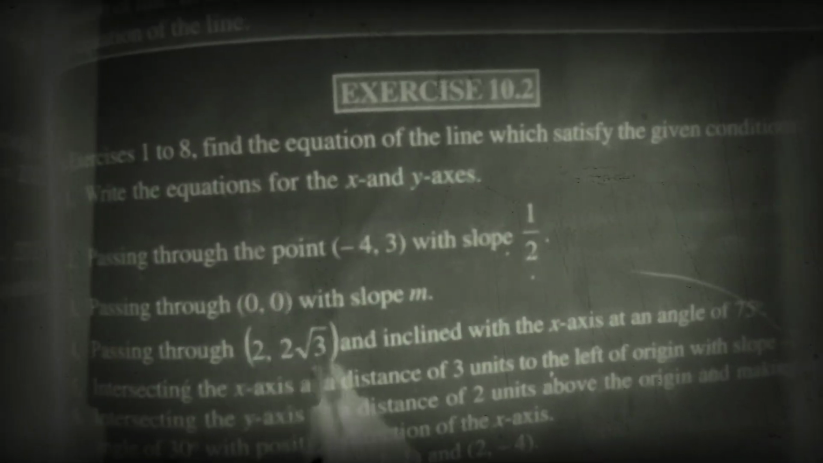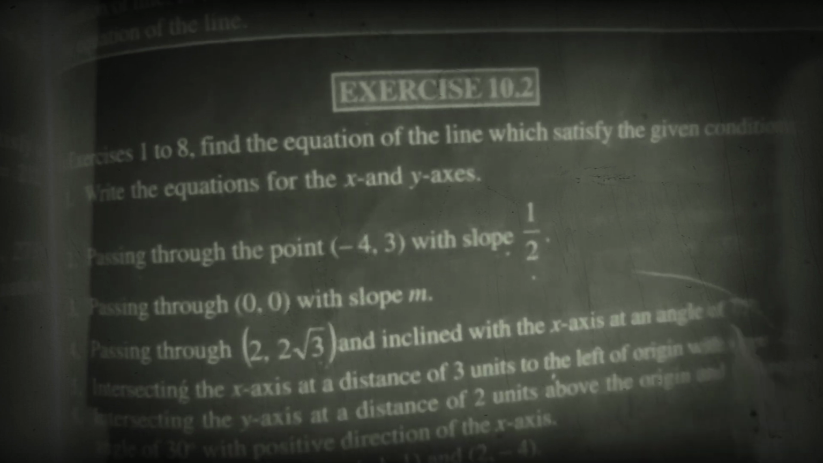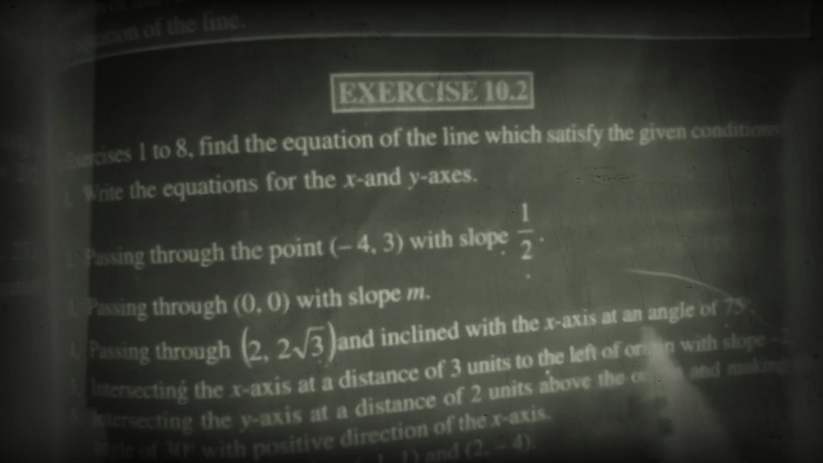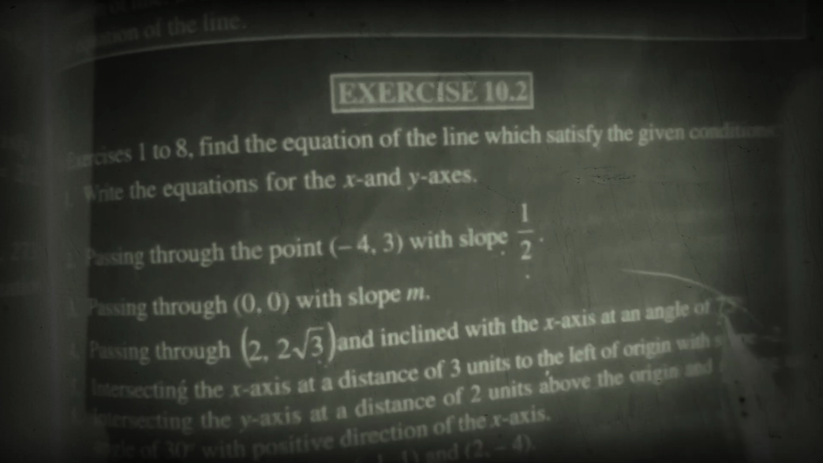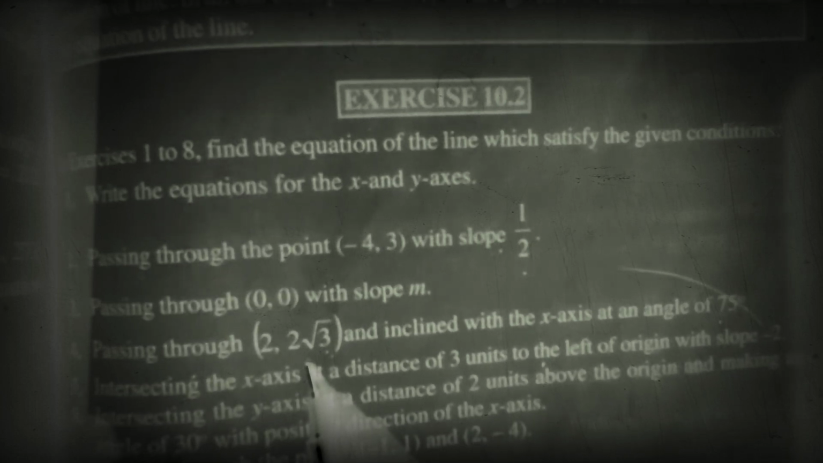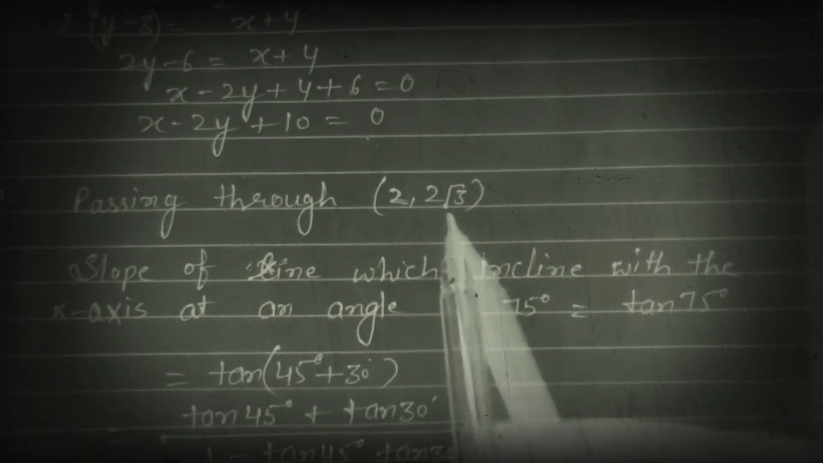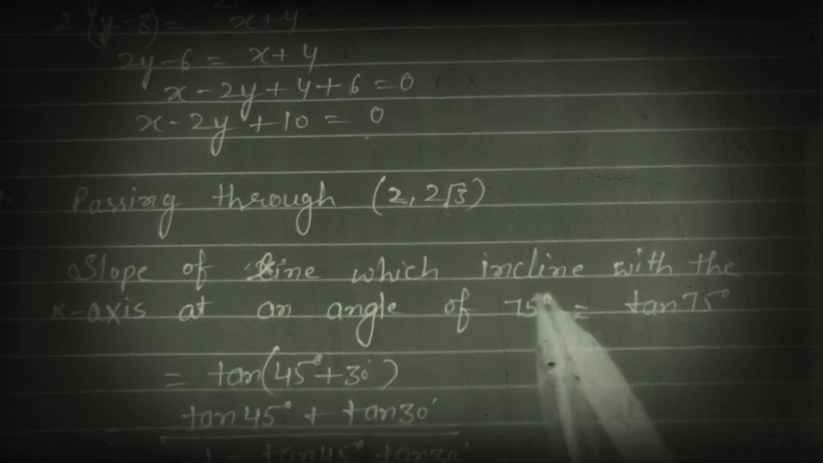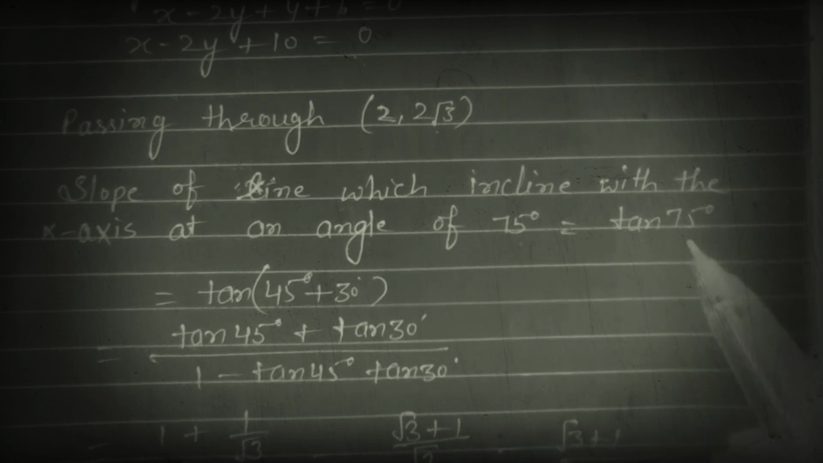Now come to the fourth question. The third question is the same. So look at the fourth question. The line passes through the point 2, 2 root 3 and is inclined with the x-axis at an angle of 75 degrees. If the angle of the line with the positive direction of the x-axis is 75, then the slope is tan 75. In this question too, slope and passing point are given, so we can find the equation of the line.